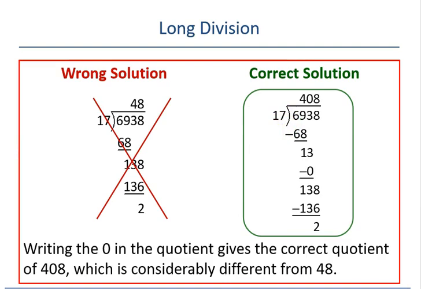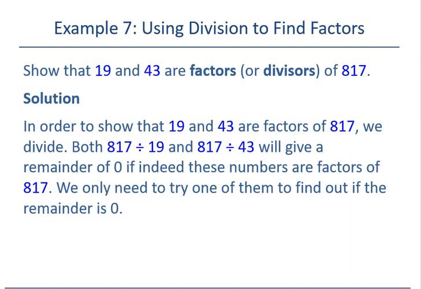Okay, let's go to the next part here. Show that 19 and 43 are factors or divisors of 817. In order to show that 19 and 43 are factors of 817, we divide both 817 by 19 and 817 by 43, and that will give a remainder of 0 if indeed these numbers are factors of 817. We only need to try one of them to find out if the remainder is 0.